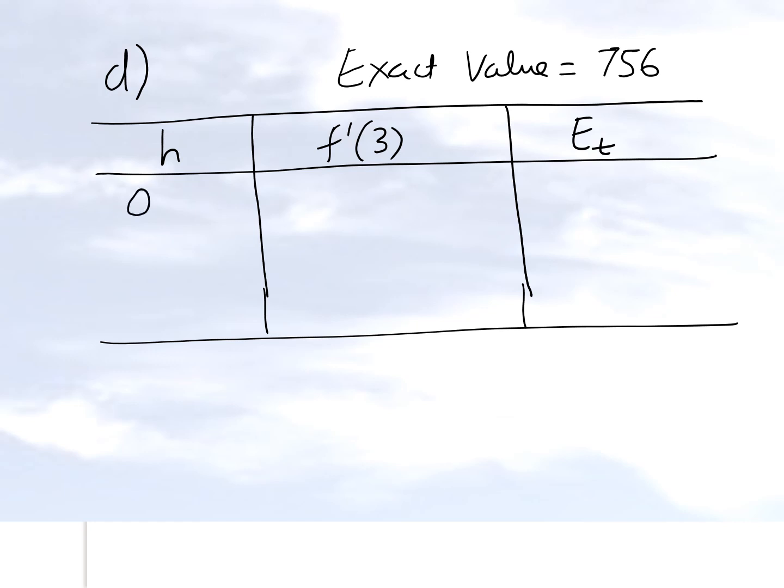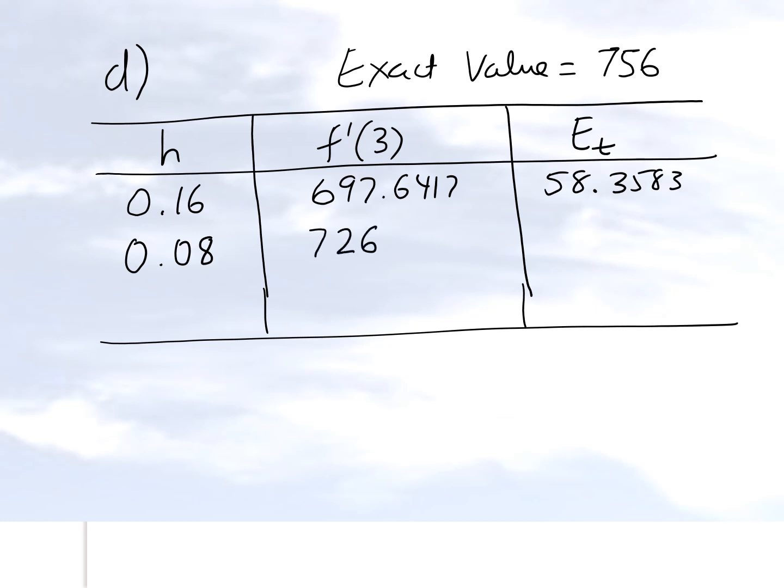So when I had a step size 0.16, which we just did the problem, we got this as our value, and the true error also we calculated. And now let's suppose we halve the step size. Then by following the same calculations as we had previously, we get this as the approximate value, and the true error corresponding to this turns out to be this quantity here.